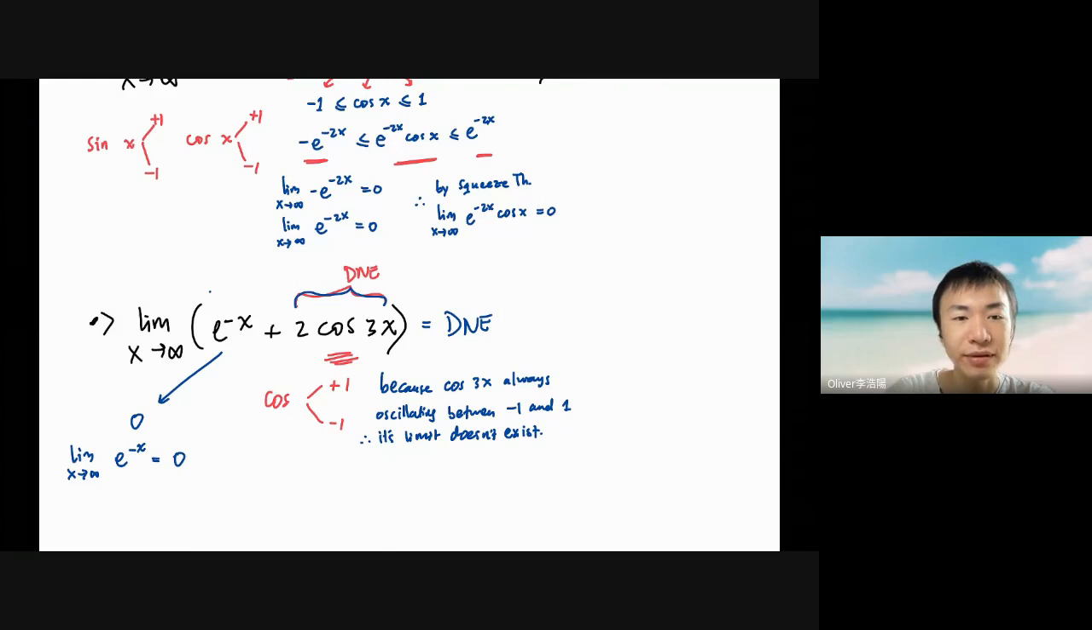Professor, could you help us graph the... I don't quite understand why 2 cosine 3x does not exist. Could you elaborate more?